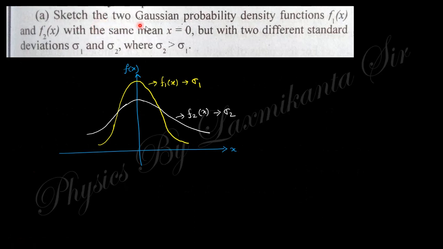Next one: trace the Gaussian probability density for two functions where sigma 2 is greater than sigma 1. It was already discussed in the last session. I think you can know it.